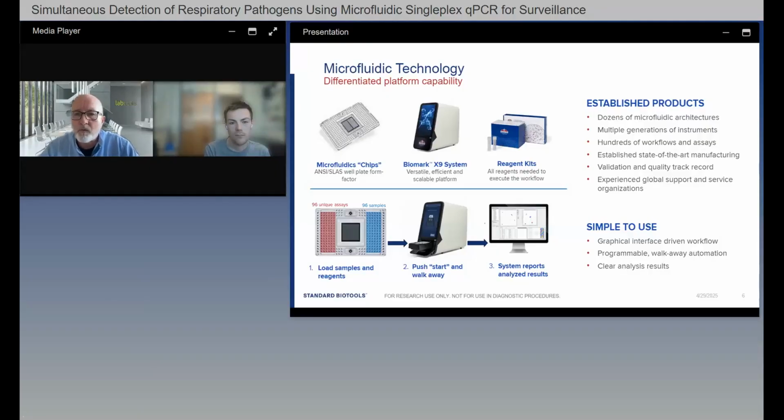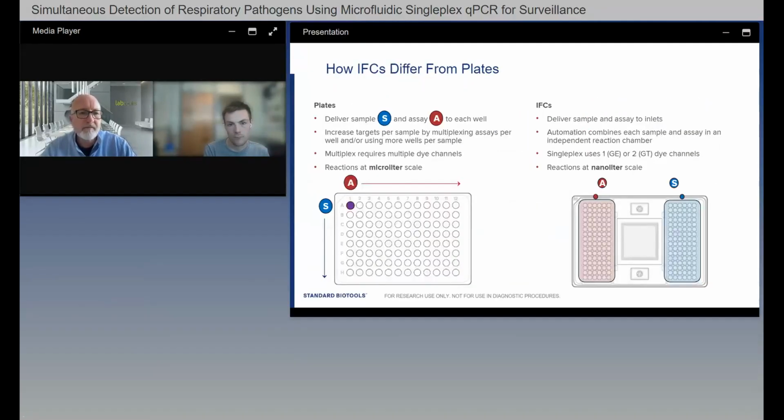So the chip has wells where the user can pipette samples and assays. After loading the chip with the samples and assays and reagents provided by our kit, the user would place the chip onto the X9 system or a similar older device. And with the single push of a button, the system is able to mix samples and assays, carry out the reactions, make the optical measurements, and report analyzed data in a walk-away workflow.